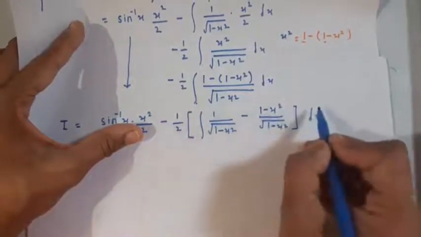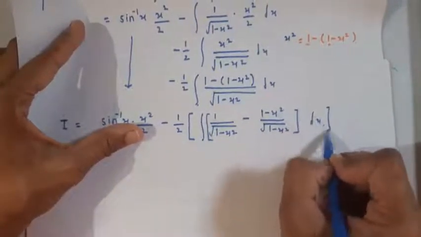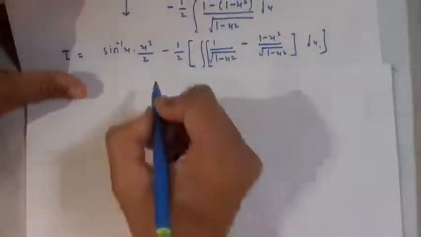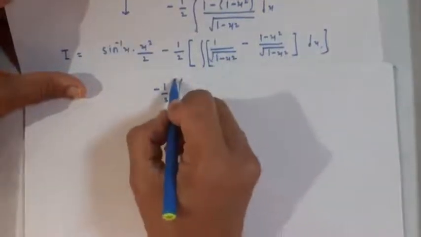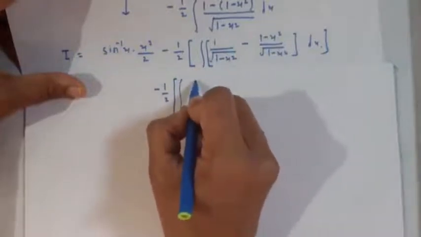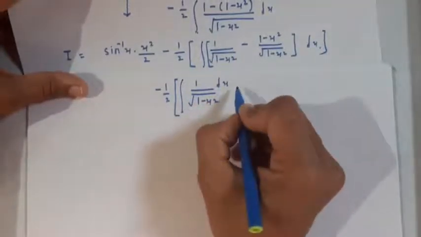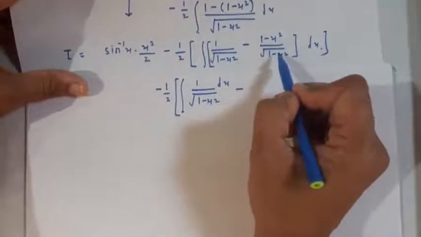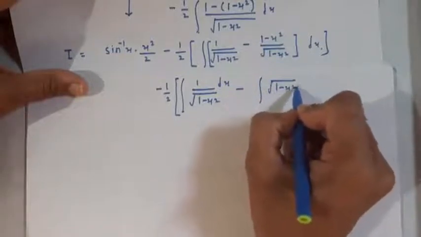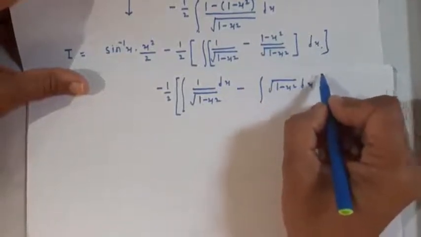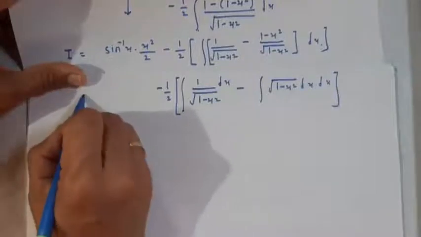So here in integration this is the term. Okay, and now this is equal to minus 1 by 2 integration, where we have already separated the terms, now take the integration separately: 1 upon square root of 1 minus x square, minus the square root of 1 minus x square, and take its integration separately with respect to x.